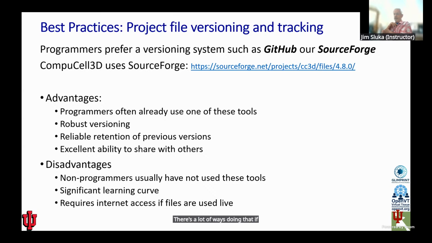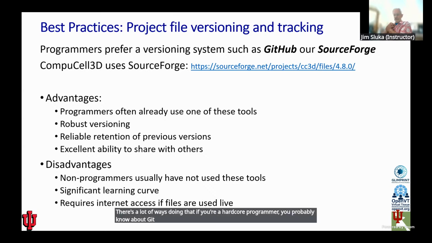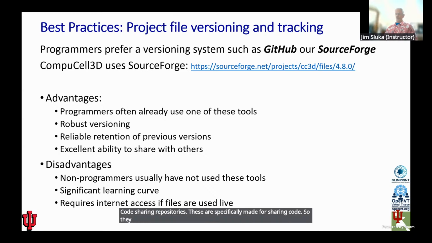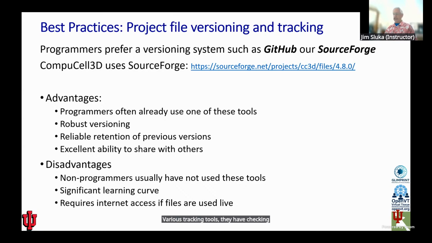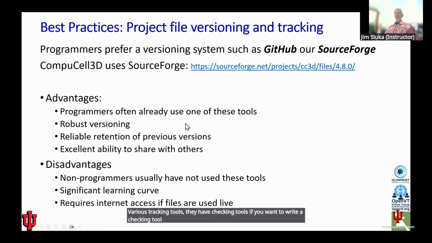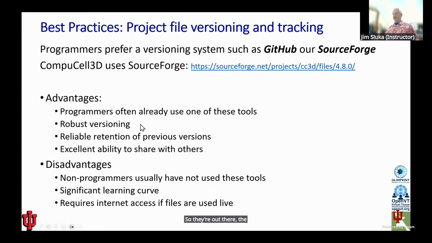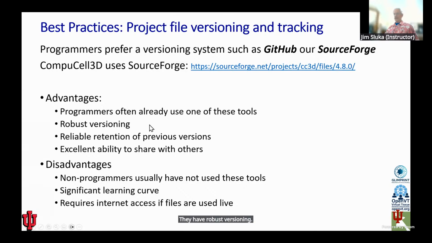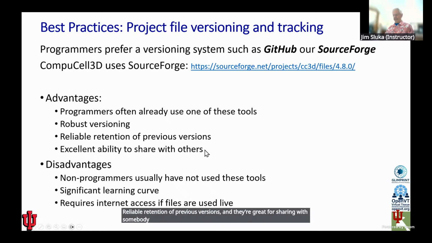If you're a hardcore programmer, you probably know about GitHub or SourceForge or some of the other code sharing repositories. These are specifically made for sharing code, so they have various tracking tools. They have checking tools if you want to write a checking tool. The tools are out there, and if you know how to use them, they're great. They have robust versioning, automatically keep track of all your old versions, with reliable retention of previous versions. And they're great for sharing with somebody else. A GitHub repository can be shared with anybody you want. It can be public, it can be private.